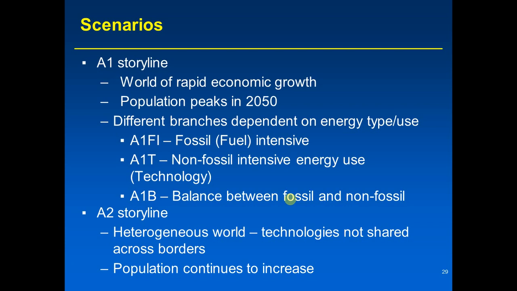The A2 storyline is a heterogeneous world. So the technologies are not shared across borders. The countries are more isolated from one another. And the population continues to rise throughout the 21st century. It doesn't just peak in 2050 and then level off.